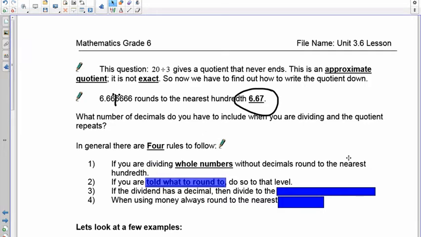Now, if you're told what to do, you round to that level. So if you're told to divide to the nearest tenth, that's 1 decimal place. If you're told to divide to the nearest thousandth, that's 3 decimal places. So if you're told, you do it.